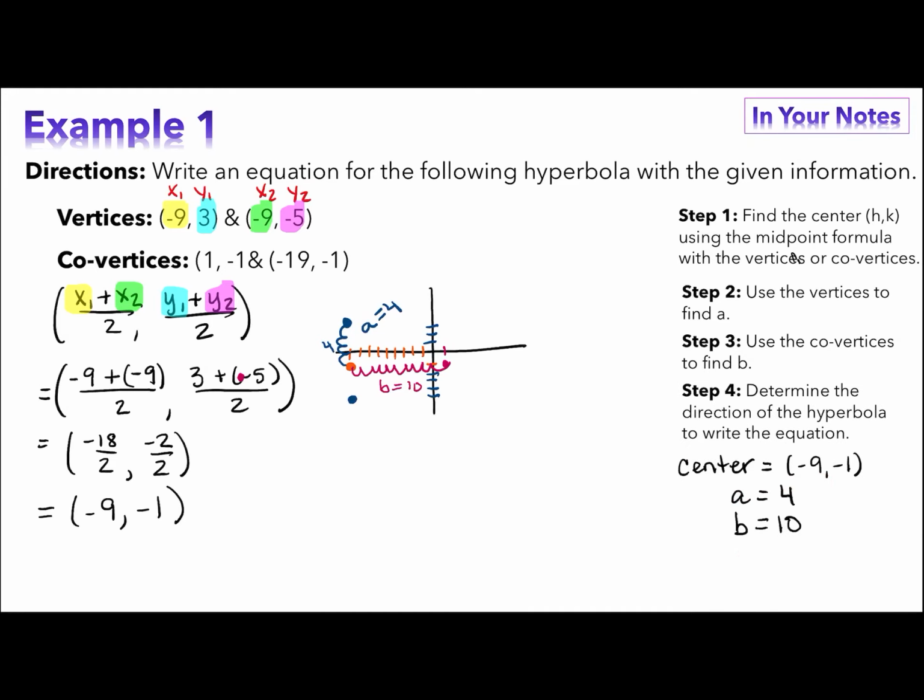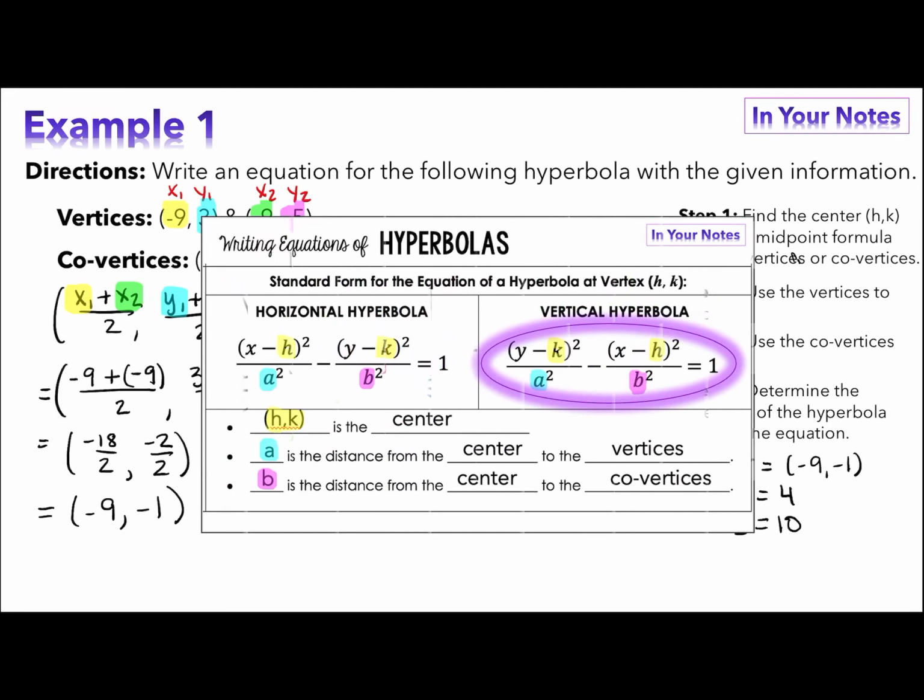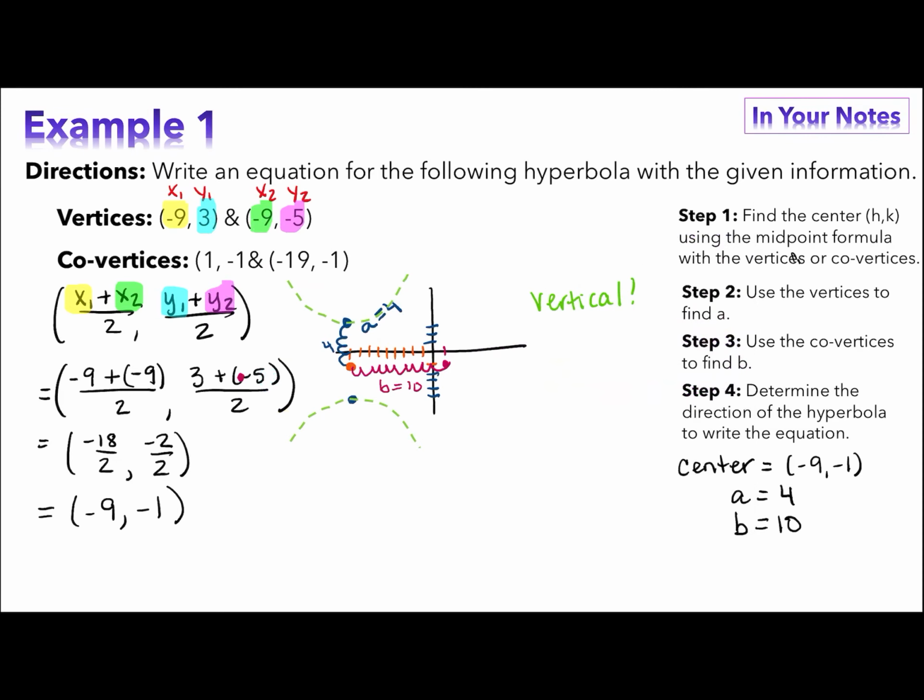All right, so down here at the bottom right, we got all the information that we need. Center is -9, -1. Remember, that's your H and your K. And then A is 4 and B is 10. Now we got to determine which equation we're going to use by looking at our graph. Remember, this time in our navy blue, this was our vertices. So this is where our curved line is. Our curved line goes here, and our curved line goes here. So therefore, it's pointing up and down. If it's pointing up and down, it is then vertical. So once again, you're going to refer back to the notes from the day before, and we're going to use the vertical equation.